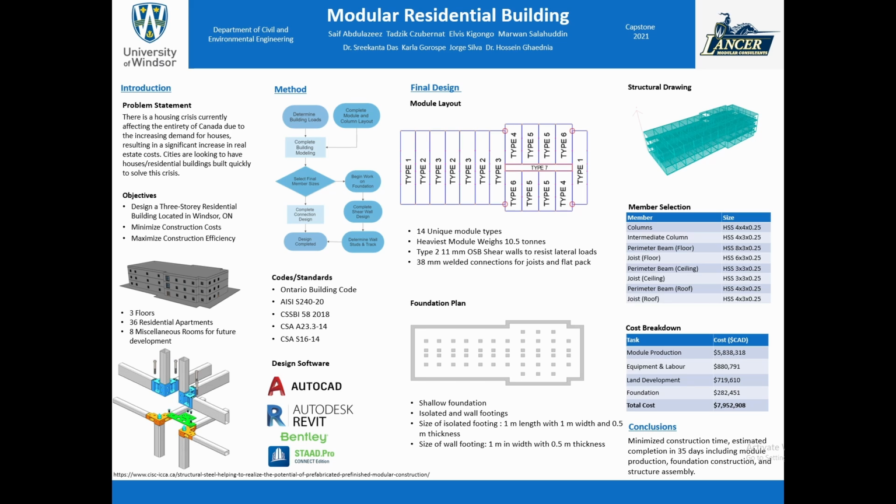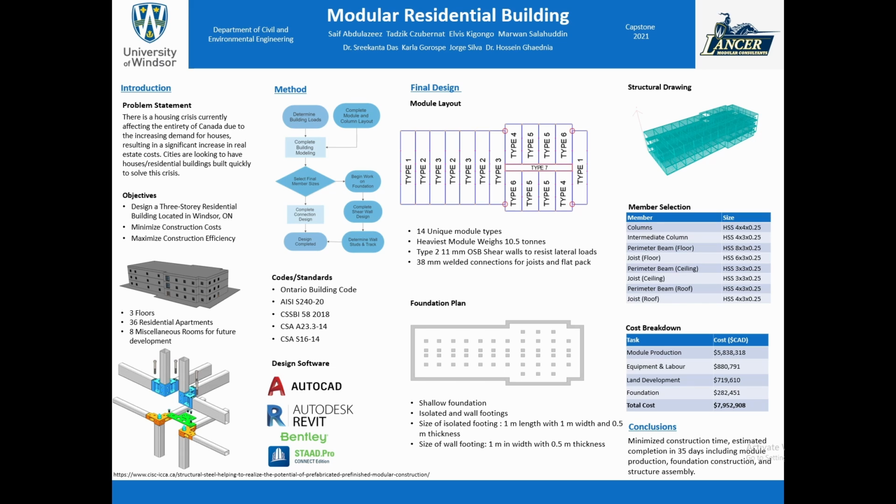Here is Marwan, who will speak about the foundation design of the building. After analyzing the soil strength and the load applied on the soil, shallow foundation was selected. In shallow foundation, two different types of foundation were used: wall footing to support the boundaries of the building and isolated footing to support the internal loadings coming from the column.